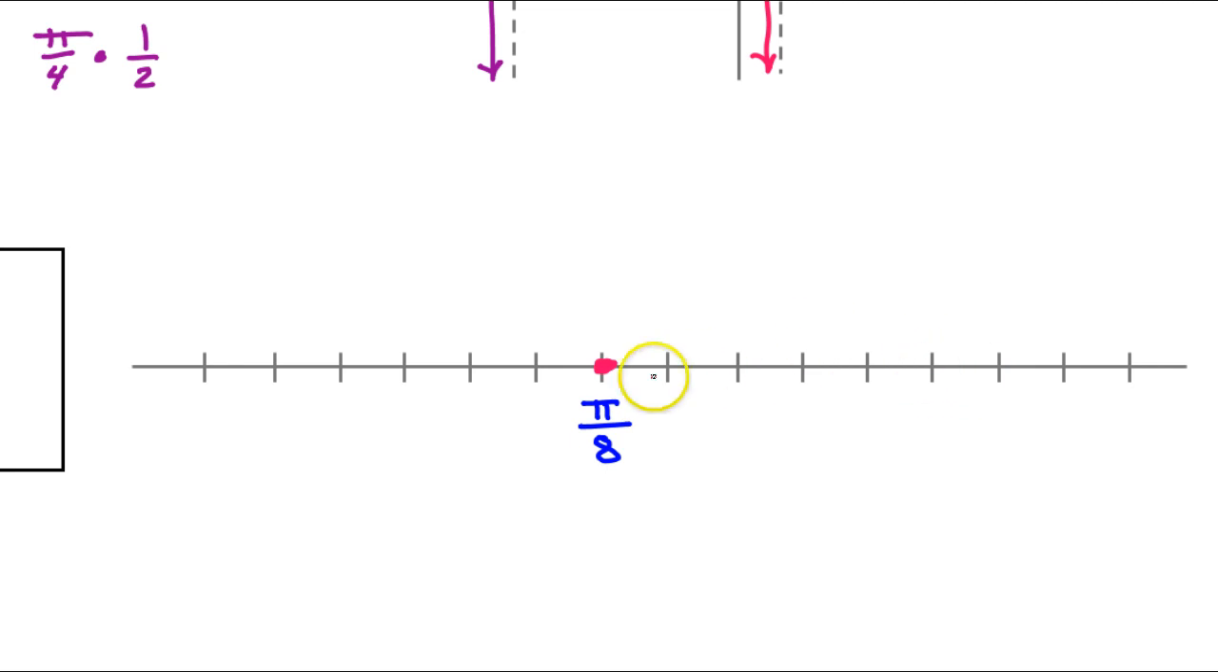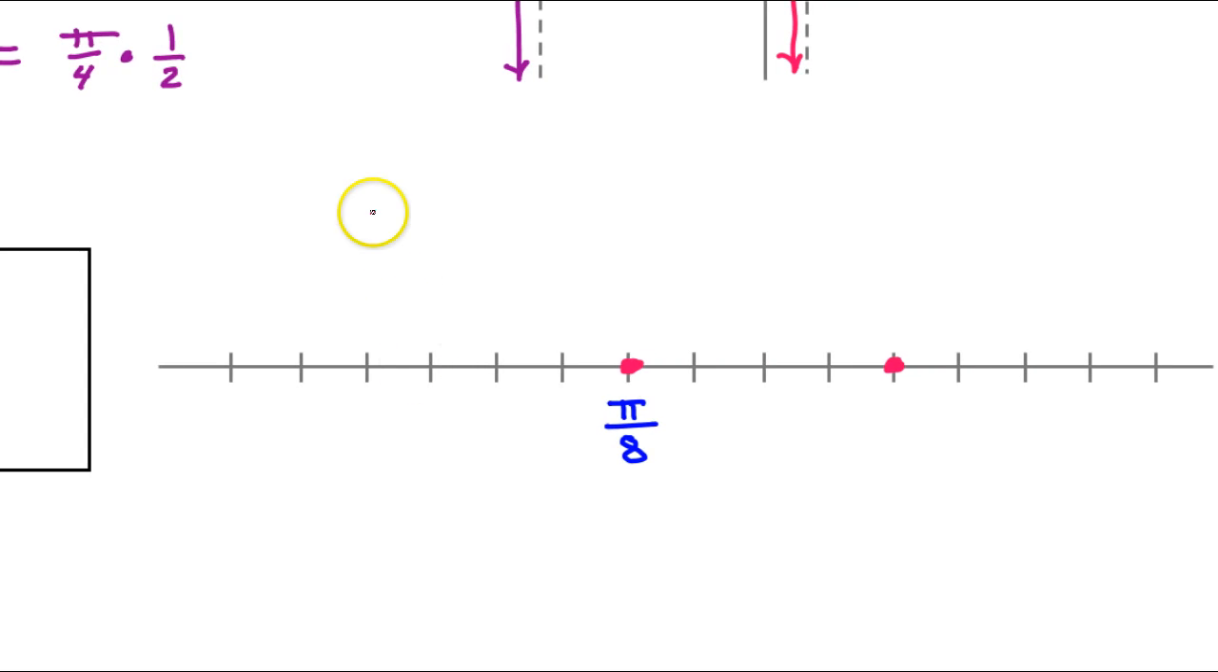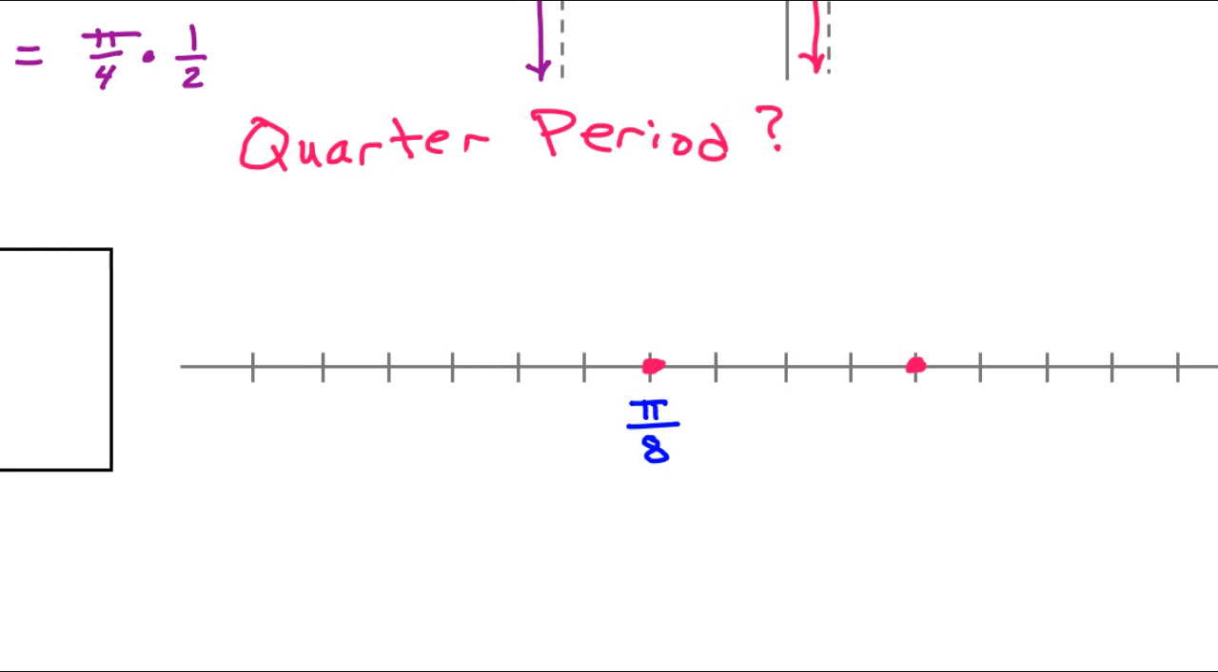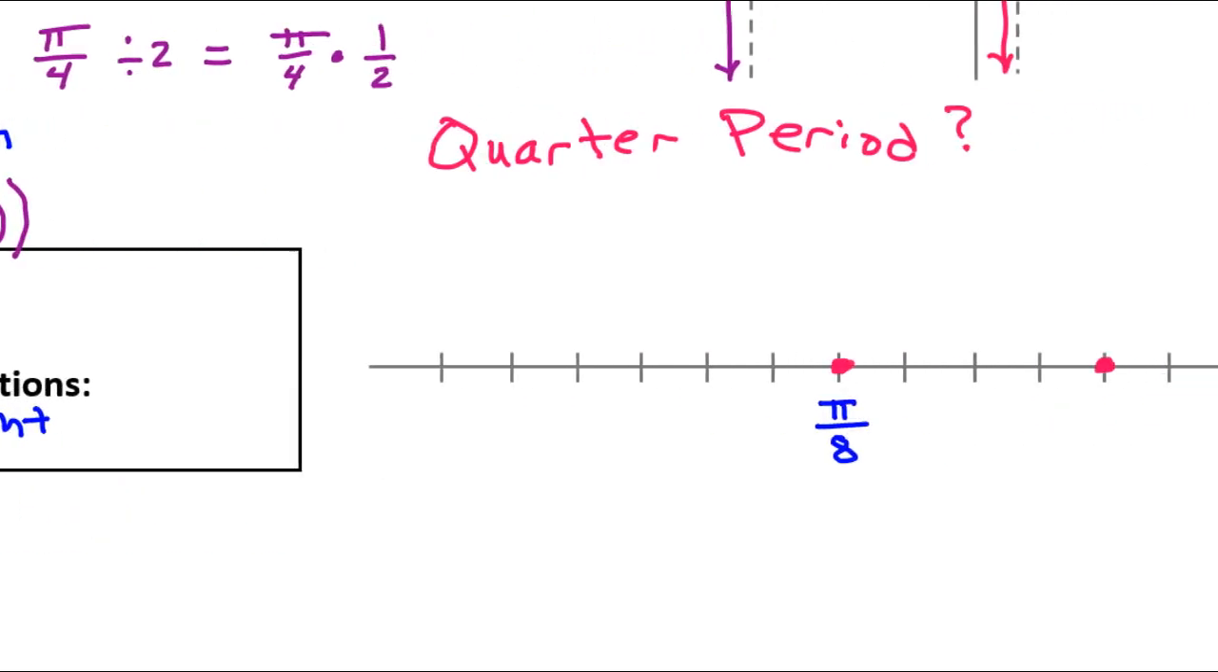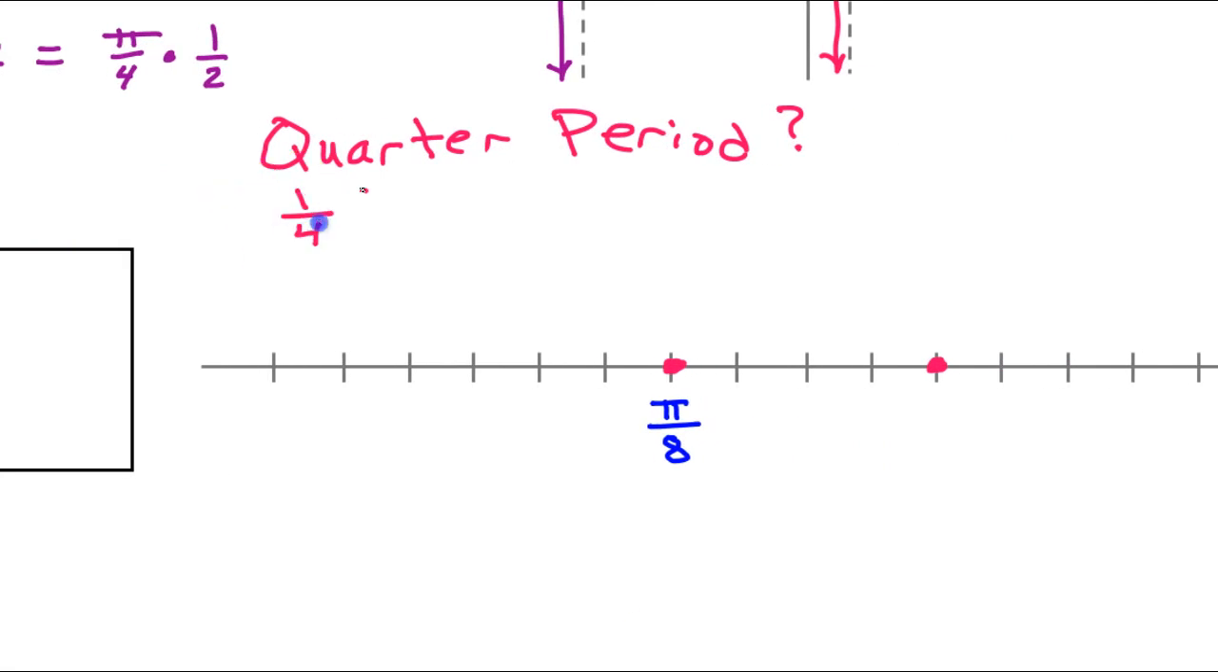Each one of these marks represents 1/4 of the period. If I go over 1, 2, 3, 4, this is where the period should end. I need to label these x values, so it would be helpful to figure out what 1/4 of the period is. What was the period again? I forget. All right, the period is pi over 2. That means 1/4 of the period is 1/4 of pi over 2, which is pi over 8. So pi over 8 is a quarter period.